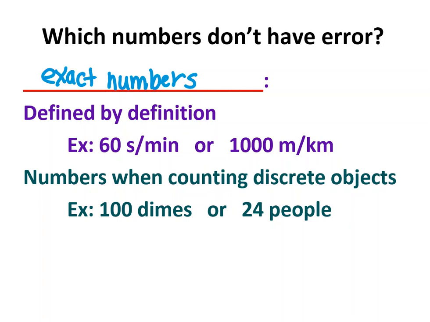Anyway, there are two types. Some are exact by definition. In other words, if we've defined a minute as being 60 seconds, then those numbers, both the 60 seconds and the 1 implied minute, those are exact. Also, anytime you're counting something, those are exact numbers as well.